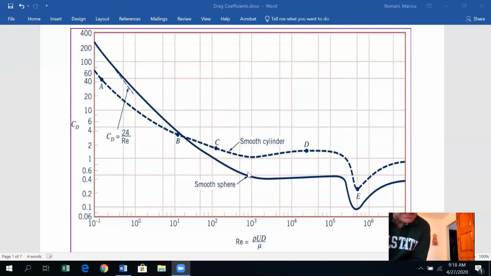All right, finally, to actually use this chart, pretty simple. What we do is we decide, are we doing a cylinder or are we doing a sphere? That tells us what curve to use. And we find where we are on the curve by using the Reynolds number. That would be something to write down: the Reynolds number for a sphere or a cylinder is rho u d over mu. And you can probably guess what d stands for. That's going to stand for the diameter of the sphere or the diameter of the cylinder.